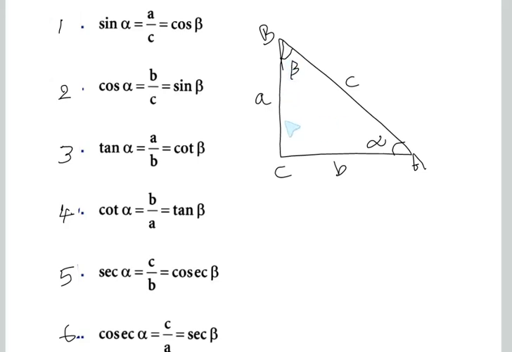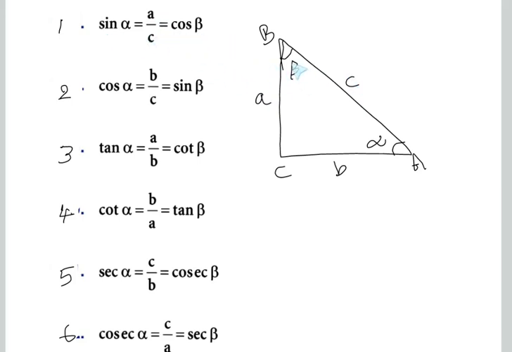We know that a ratio means a comparison of two sides. Here is sine alpha. Alpha's opposite side is a, and the hypotenuse is c. A by c is called sine alpha. A by c is a ratio, and its name is sine. So alpha's opposite side is a, and the hypotenuse is c, a by c.